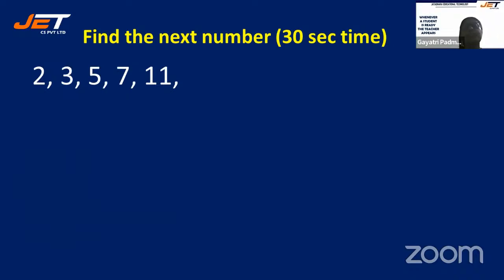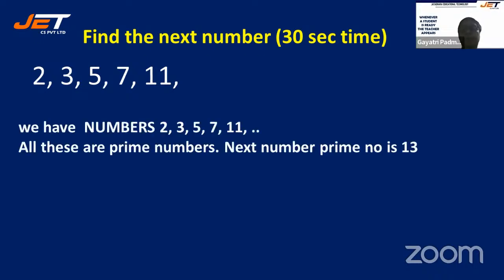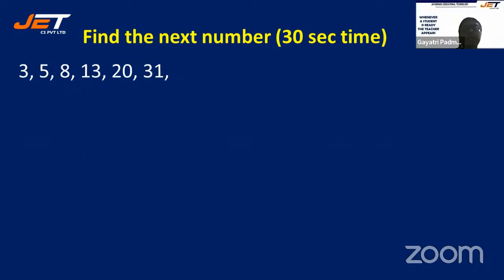Right. Now with this same level of understanding, let's move on to the next sum. We have 2, 3, 5, 7, 11. So all these are prime numbers. So what should be the next prime number? Obviously 13. Yes, see how easily and beautifully we have solved such sums. Let's find the next one.